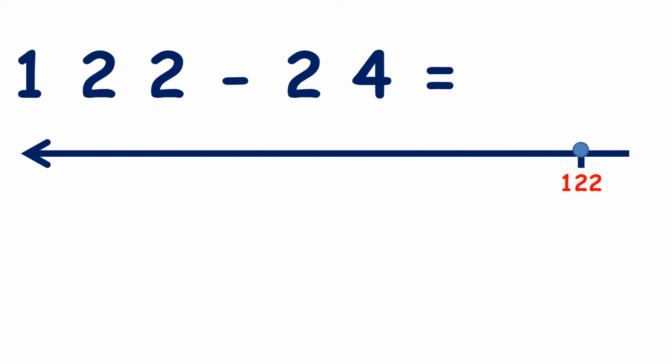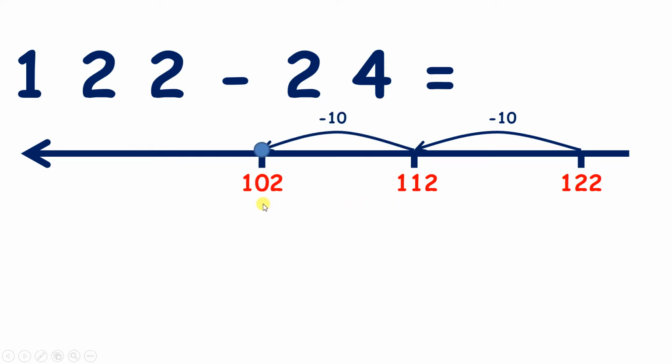Now pause the video and see if you can subtract 24, subtract 2 tens and 4 units from 122. So subtracting 10 gives us 112, another 10 and we have 102, so we've subtracted our 2 tens. Now we can subtract 4 units, so we can count back 4 from 102.